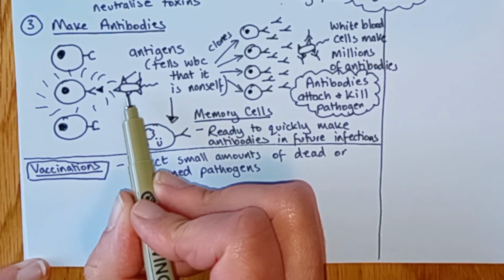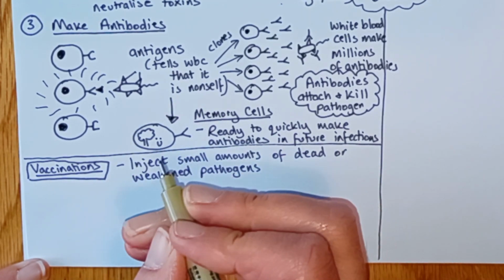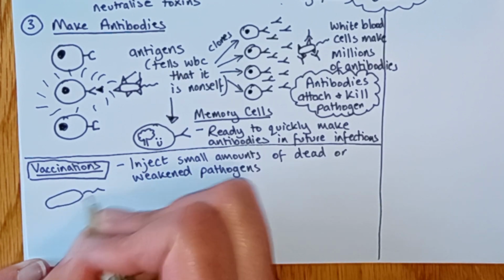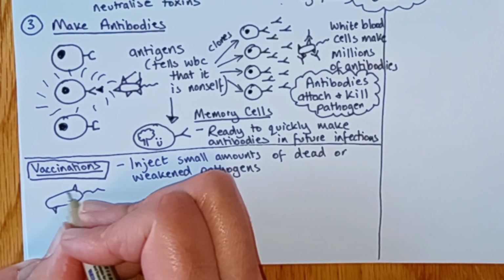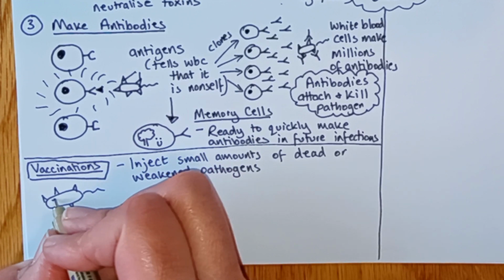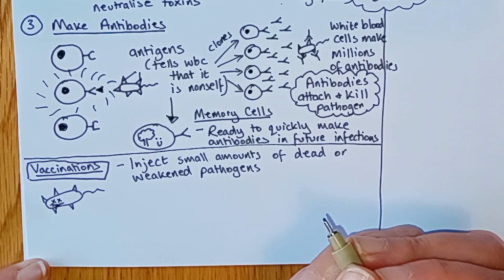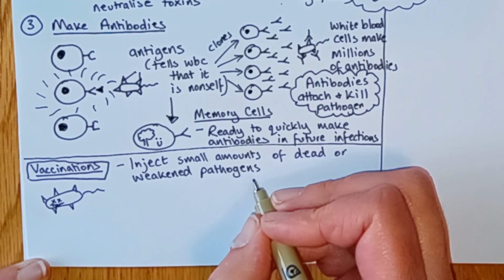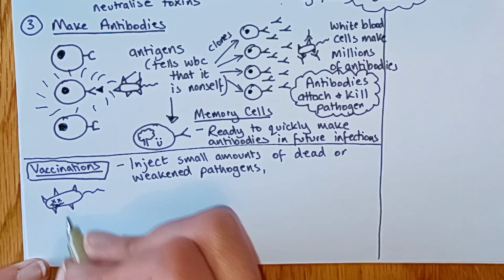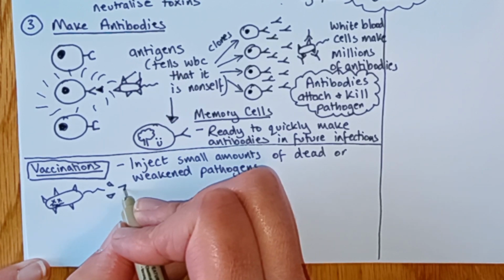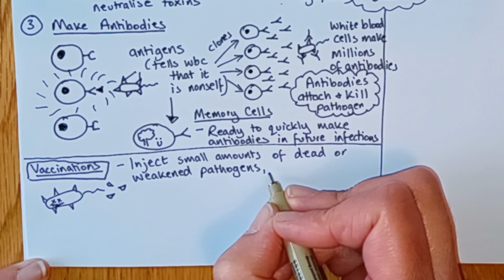So instead of a live bacterium, you will have a dead one. So here's our bacterium, here's its antigens, but it's dead. We can even sometimes just inject the antigens. So sometimes we can make the antigens and inject those.